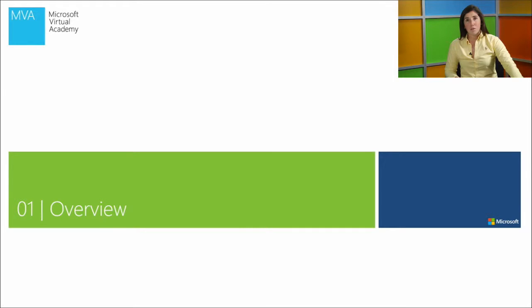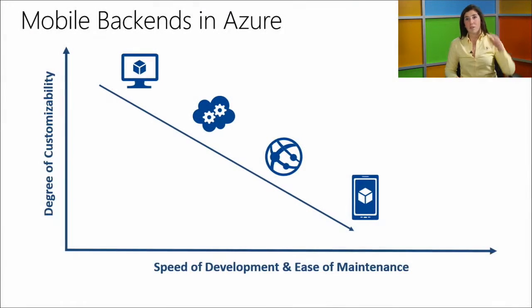So to get started with an overview, again, apologies to our friends who have been with us for a couple episodes. This is going to be a quick recap for anybody who's new. In Windows Azure, there are 4 compute models in which you could host a mobile app backend. What you're going to be doing is trading off, as you can see on these axes, between degree of customizability all the way to speed of development and ease of maintenance.